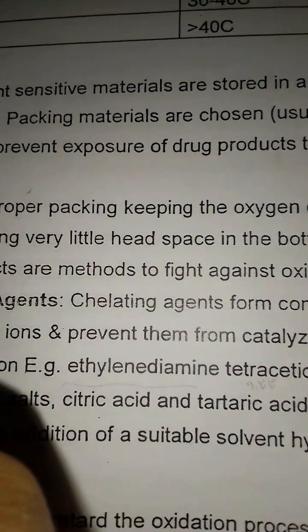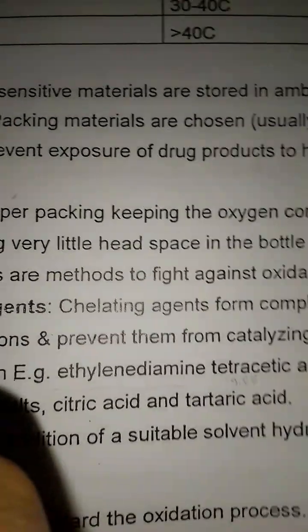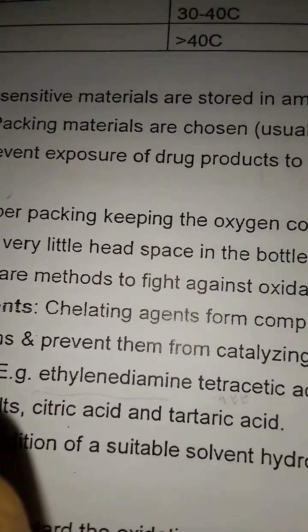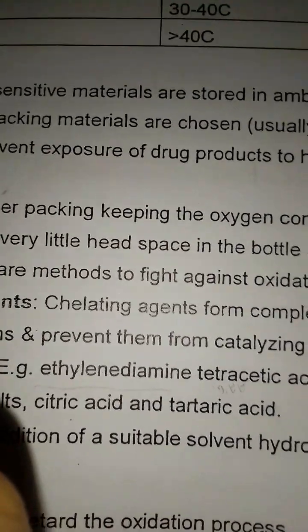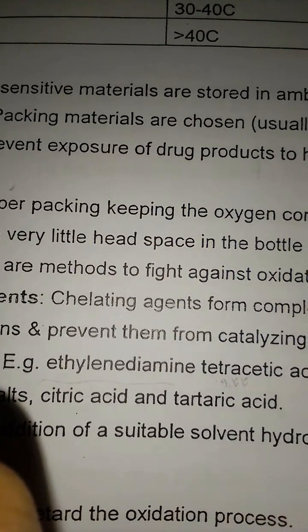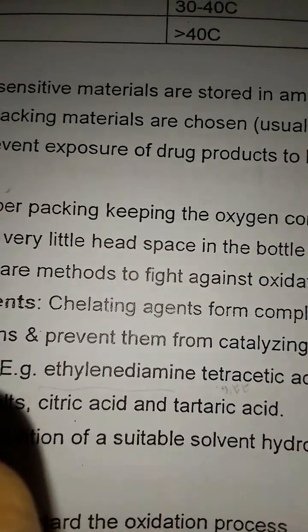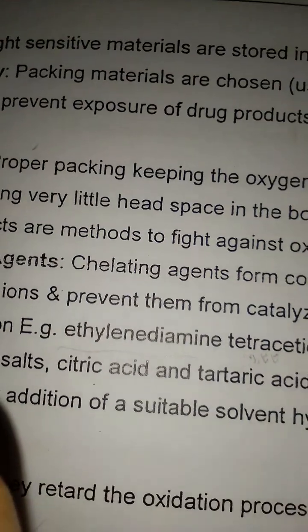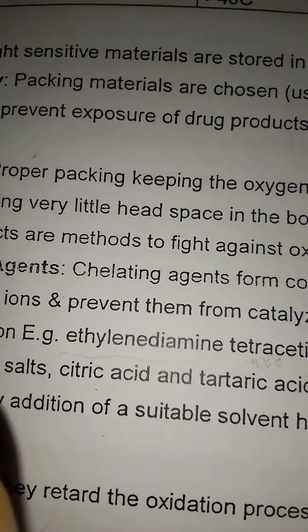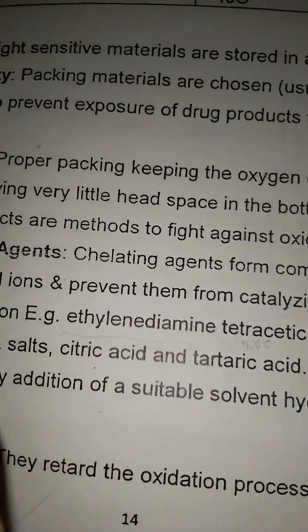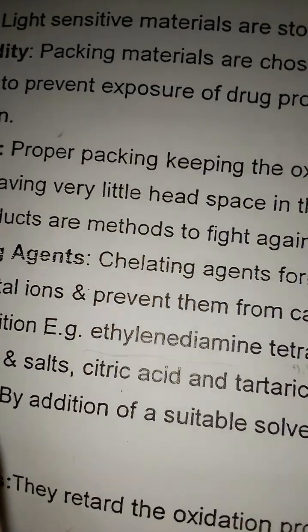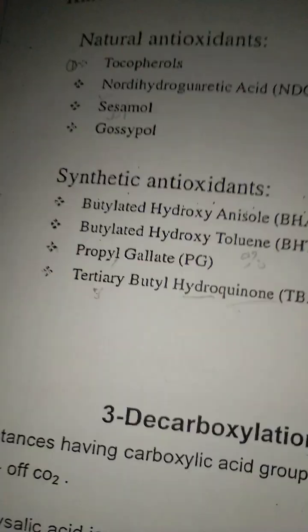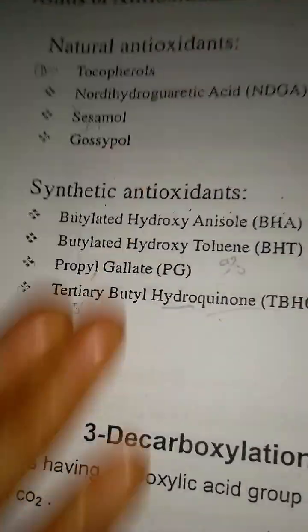Chelating agents. Chelating agents form complexes with heavy metal ions and prevent them from catalyzing oxidative decomposition. For instance, ethylenediaminetetraacetic acid, EDTA, derivatives and salts, citric acid and tartaric acid. Solvents: by addition of a suitable solvent, the hydrolysis rate decreases. Antioxidants: they retard the oxidation process. Kinds of antioxidants.